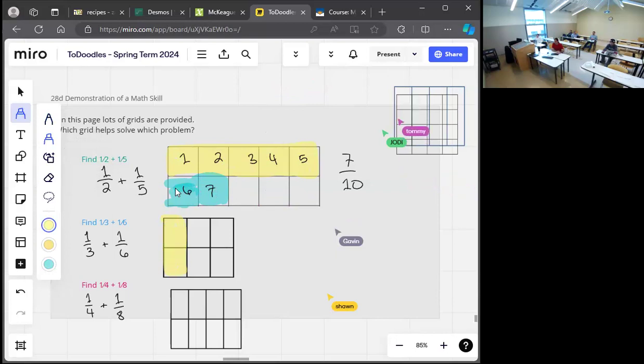And now I want to shade in one more sixth. Well, the sixths are just these things, right? So there we go. So how much did I shade? 1, 2, 3. So 3/6.